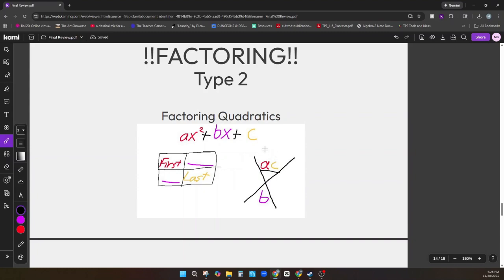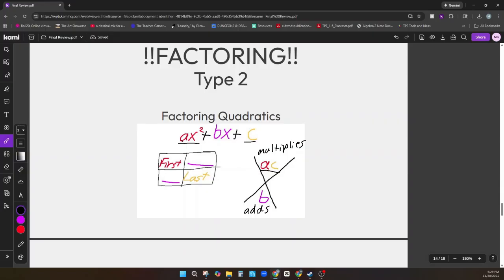So this is going to be our ax squared times c goes in the top part of our cross section, or diamond, it was called, and we put our middle term on the bottom. And the whole idea is what multiplies to be our AC term and also adds to be our middle term. So I'm trying to figure that out.